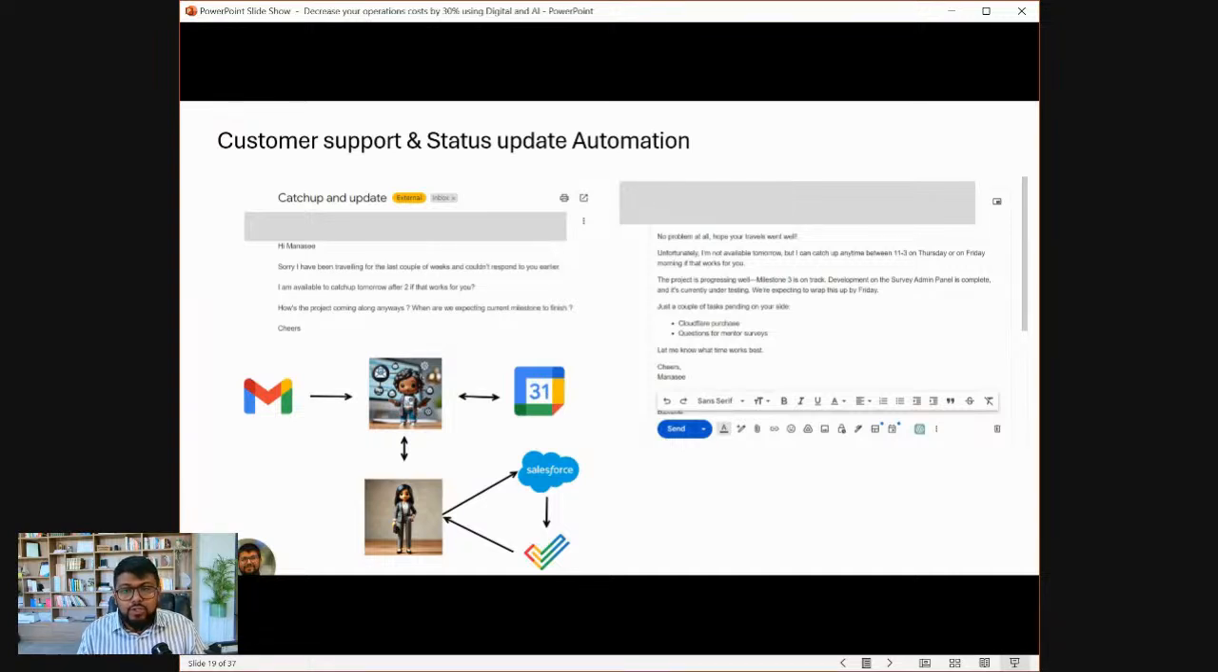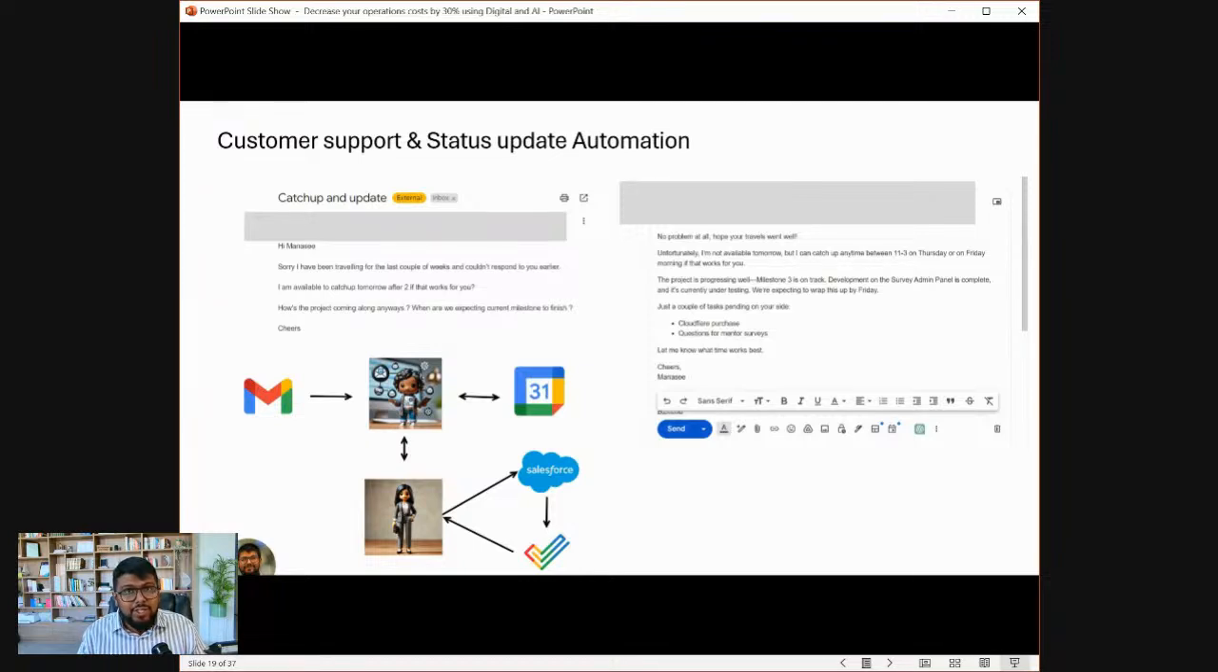So what you would see over here is a case where someone has messaged Mansi, our project manager, saying, sorry, I have been traveling for the last couple of weeks and couldn't respond to you earlier. I'm available to catch up tomorrow after 2 if that works for you. And then finally, how's the project coming along anyways? When are we expecting current milestone to finish?